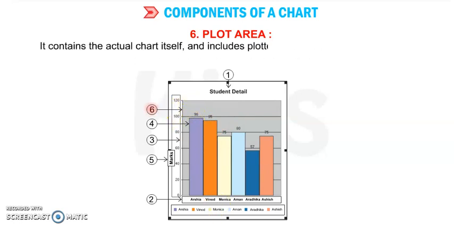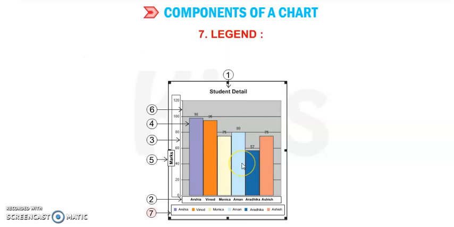Okay, it is a window within the chart area. It contains the actual chart itself. The plot area contains the actual chart itself, including plotted data series, category and value axis.